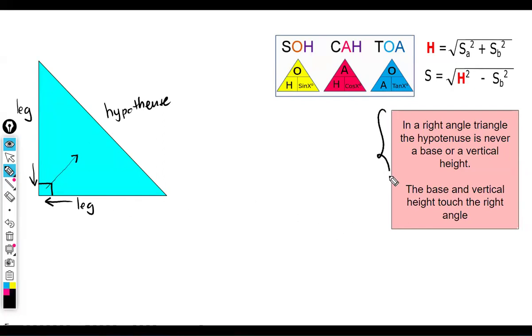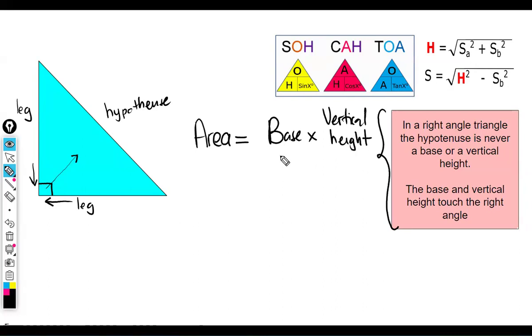So everyone take down this note here. It's the same thing that I just said. And it's going to come back to this formula. The area of a triangle is base multiplied by the vertical height divided by 2, right? Just remember the hypotenuse is usually never a base or a vertical height. And then we'll try a few questions on this. All right, so let's move on there.